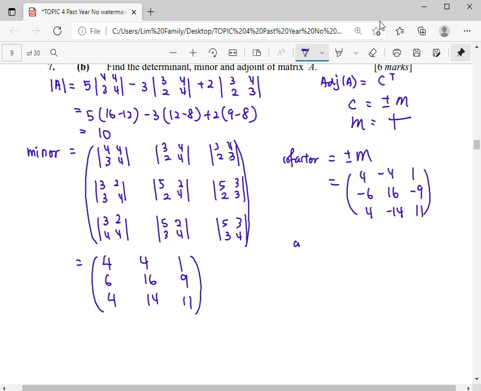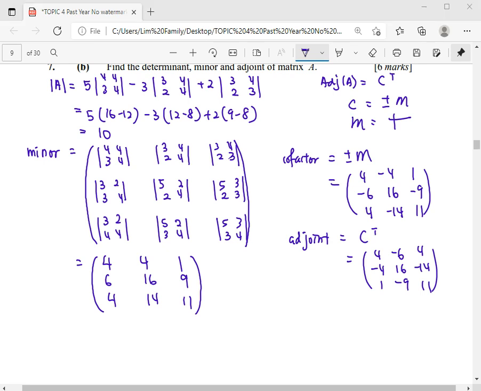Then lastly, I can get my adjoint, which is the cofactor transpose. Transpose means we are going to change the position, row becomes column. So 4, -4, 1. Second row, -6, 16, -9 becomes a column. Then third row, 4, -14 becomes the third column. Okay, so we're done with this adjoint.